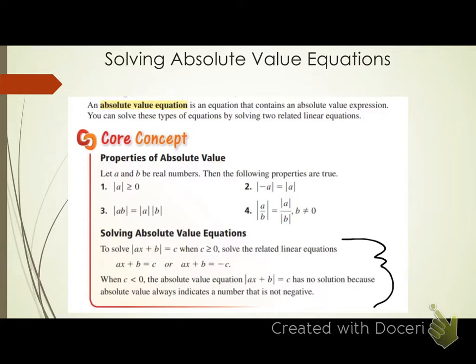To solve the absolute value of ax plus b equals c when c is greater than or equal to 0, c needs to be greater than or equal to 0. Solve the related linear equations. So I can create two equations when c is greater than or equal to 0. That's very important. Okay? And then these are the forms of my two equations that I'm going to set up and solve. So you need these as well for sure.